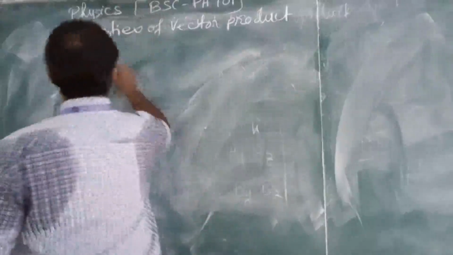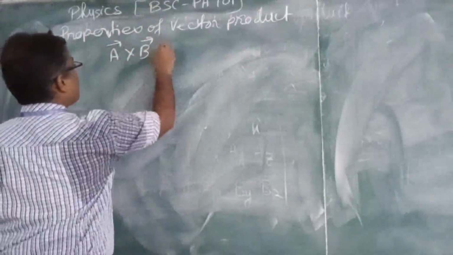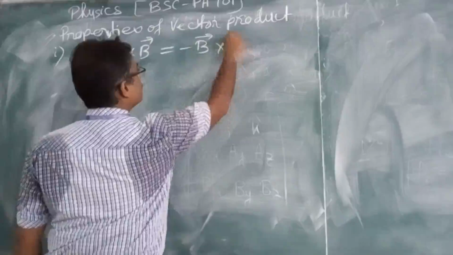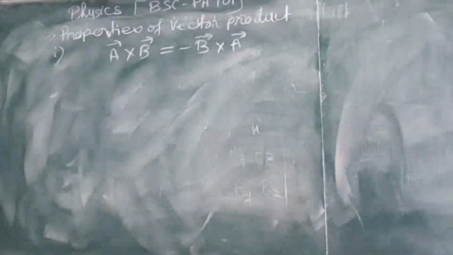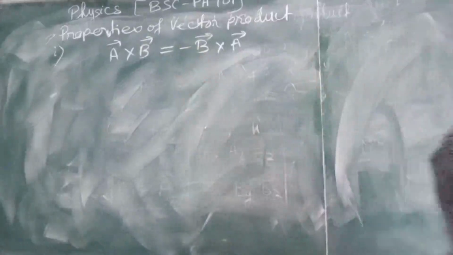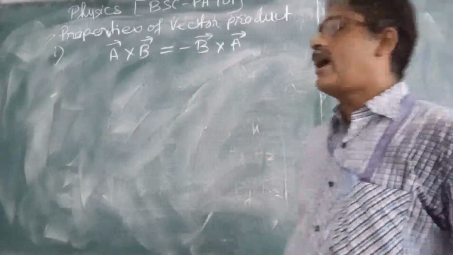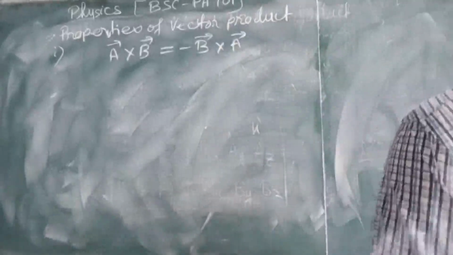That is, A cross B equals minus B cross A. A cross B is not equal to B cross A because it has a direction and the direction is opposite, so it is minus. So the commutative law is not obeyed by the vector product. But in case of scalar product or dot product, A dot B equals B dot A. That is commutative.